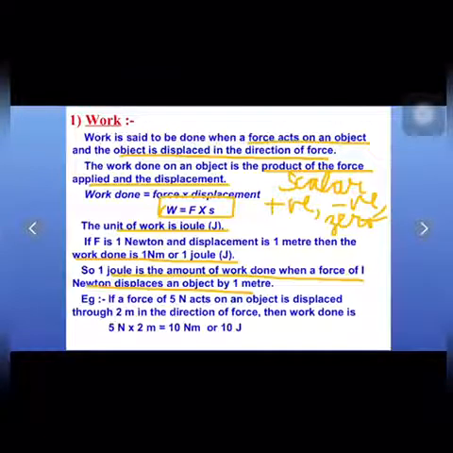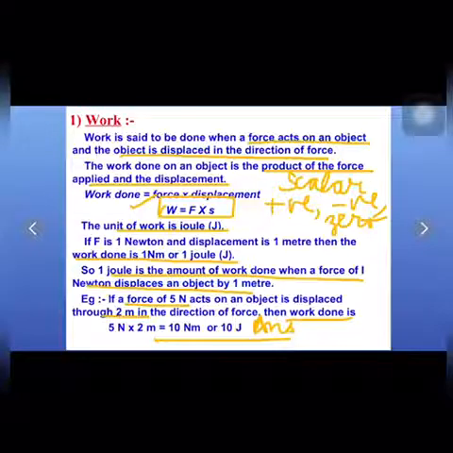Now let us see one example. If a force of 5 Newton acts on an object and it is displaced through 2 meter in the direction of force, then you have to calculate the work done. So in this numerical, force is given to you as 5 Newton and the displacement is given as 2 meter. So you know the formula for work done, which is force into displacement. You just put the values 5 Newton into 2 meter, you will get 10 Newton meter or 10 joules as the answer. So I hope you have understood about the term work.